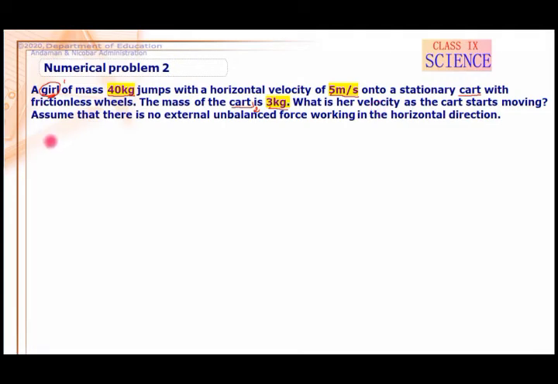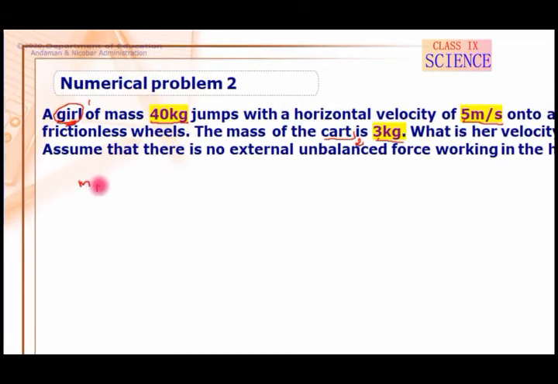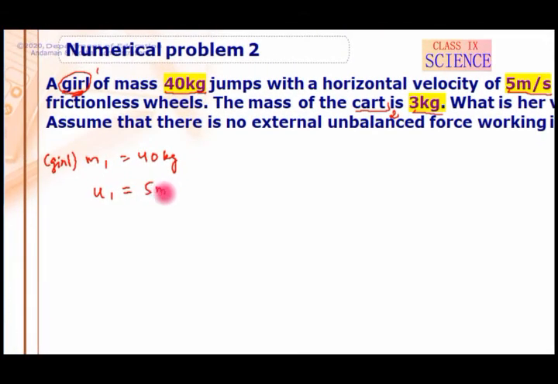Let us write the quantities given in the question. Here m1 is equal to 40 kg we will take. Here m1 indicates the girl. The initial velocity of the girl u1 is equal to 5 meter per second, which is given in the question, right. Then here m2 is the mass of the cart. Mass of the cart is 3 kg, that also we can write. The initial velocity of the cart u2 will be 0 since it is at rest. The final velocity of the girl, v1, we need to find, right.